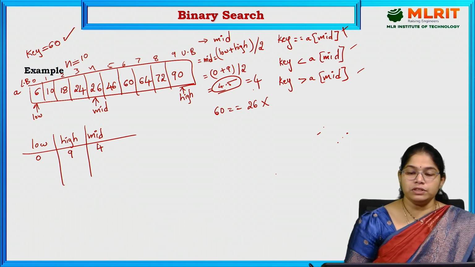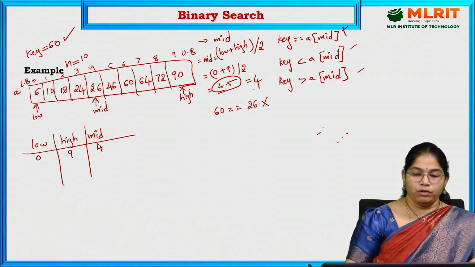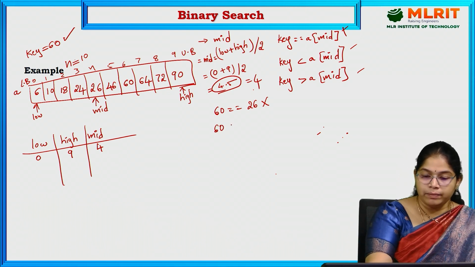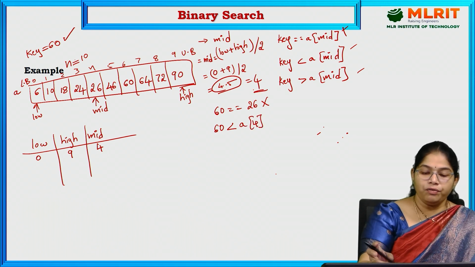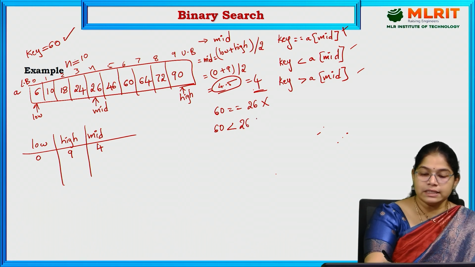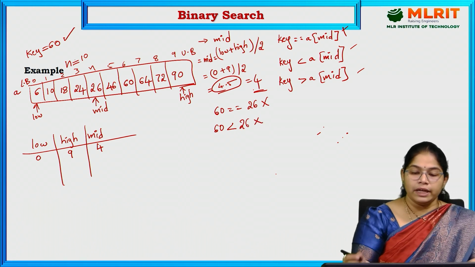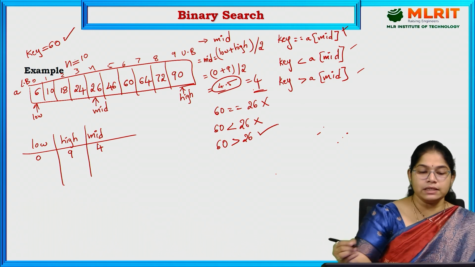Next we have to check the second one, that is key less than a of mid. Now key is 60, less than a of mid, which is a of 4. In a of 4 we have 26. Is 60 less than 26? No. Then we'll go with the next condition, that is key greater than a of mid. 60 greater than 26. This condition is true.